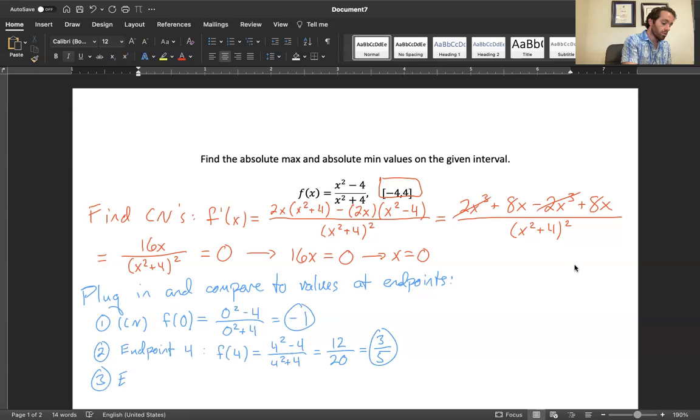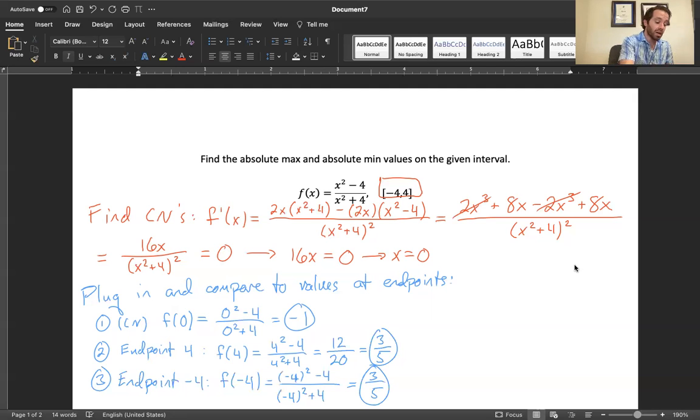Now, the endpoint of -4, you may be able to see what's going to happen here, because look, x is squared every time it appears. So we're going to have negative 4 squared minus 4 over negative 4 squared plus 4. Well, wait a minute. Because I'm squaring everything, it doesn't make any difference that I put in negative 4 versus positive 4. This is going to end up being the very same 3/5 that it was before.